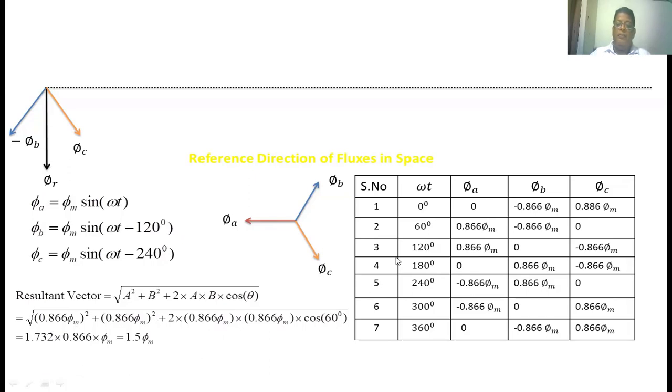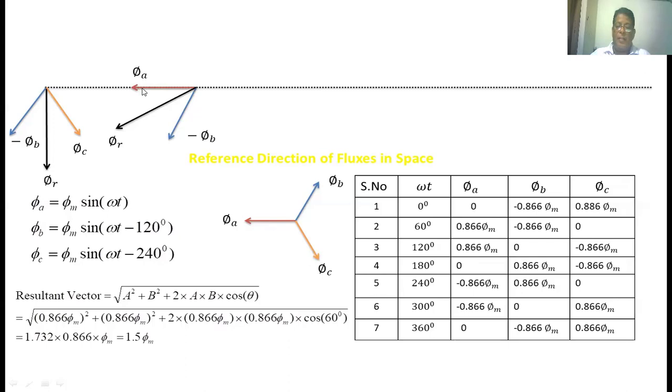In the same manner, we are going to find out what is the resultant flux at 60 degrees. At 60 degrees, the magnitude of phi A becomes 0.866 phi m, nothing but this is in the same direction. But the flux coming from B becomes a negative flux. So we have to reverse this one, phi B here on this side. Now you find the resultant of these two phases. It will give the resultant vector. The flux coming from the C phase becomes 0. The same thing we are showing here.